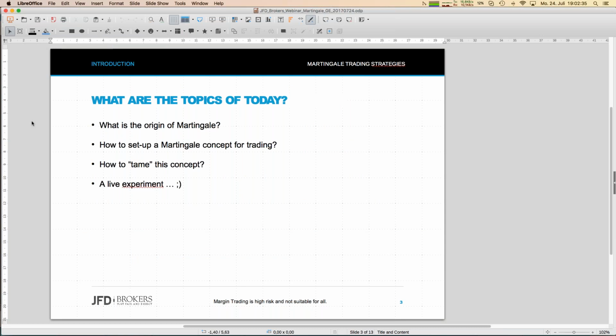So today's topic is martingale trading strategy, and in detail, I want to cover four aspects today. The first one is to look at what the real origin of martingale strategies is, because it has a long history. It's known since centuries, even before we started trading like we do today. So it's quite an old concept, and we will look at those origins as well.